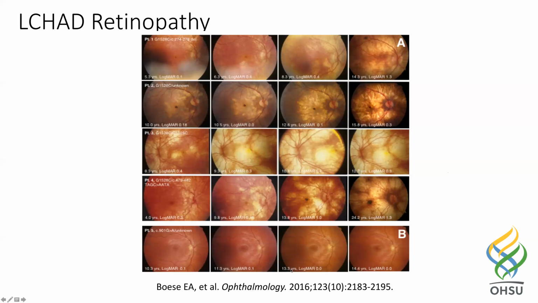So the last line is a patient with TFP deficiency, so no copy of the common mutation. And although there is some progression, it's much milder than the lines above. So one of the main points I want to point out is that the retinopathy is a unique complication of LCHAD amongst all the fatty acid oxidation disorders. And it seems to be more progressive in patients who have one or two copies of the common mutation.